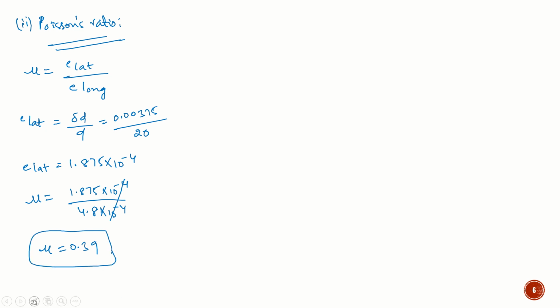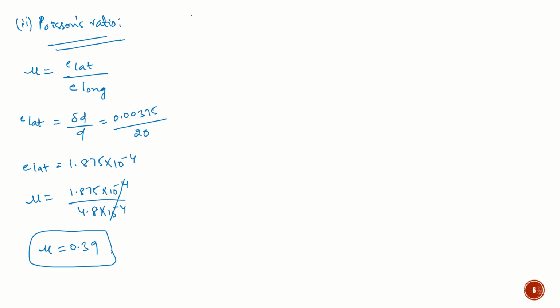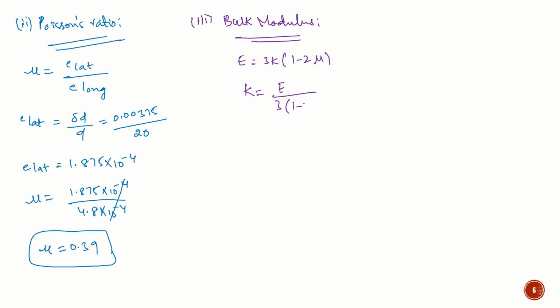Finally, we are left with one calculation, which is bulk modulus. Just as in the previous problem, we will use the same relationship. So now we will calculate the value of bulk modulus, which is given by K. We have seen the relationship in the earlier problem also. We know that capital E is equal to 3K into 1 minus 2 mu. So from here we can write K is equal to E by 3 into 1 minus 2 mu.